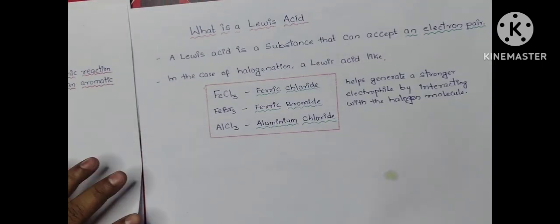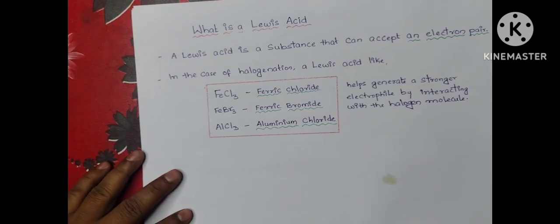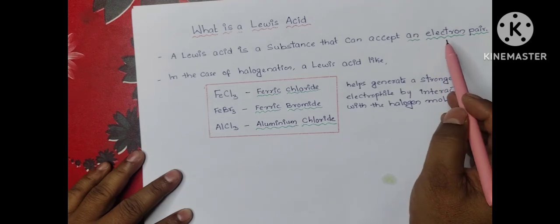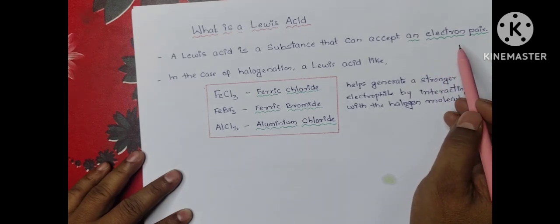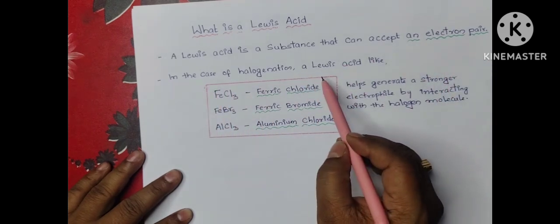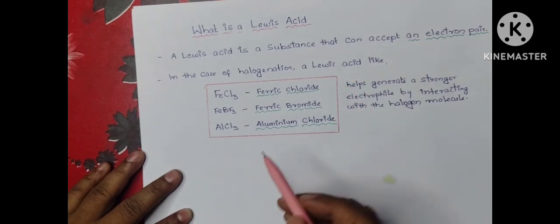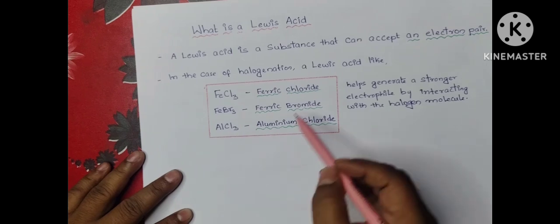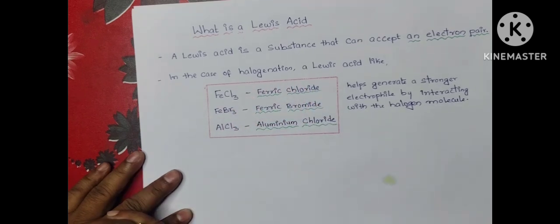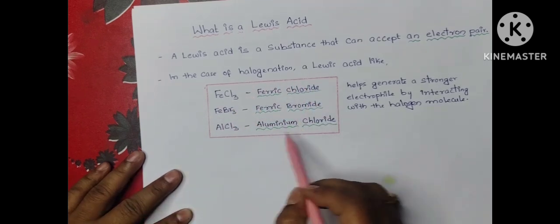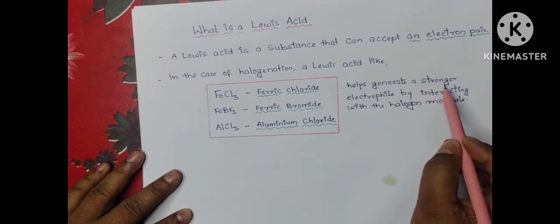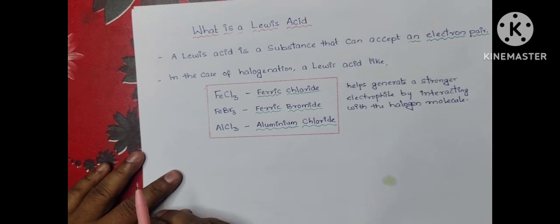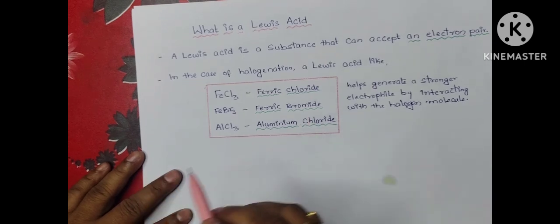A Lewis acid is a substance that can accept an electron pair. In the case of halogenation, a Lewis acid like ferric chloride, ferric bromide or aluminum chloride can be used. These three catalysts help generate a stronger electrophile by interacting with the halogen molecule. Very important.